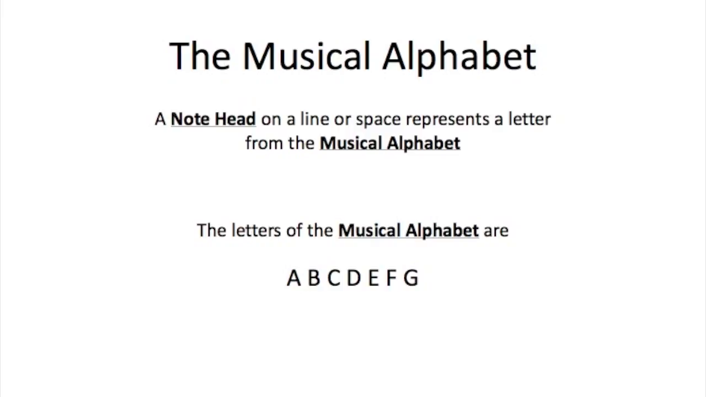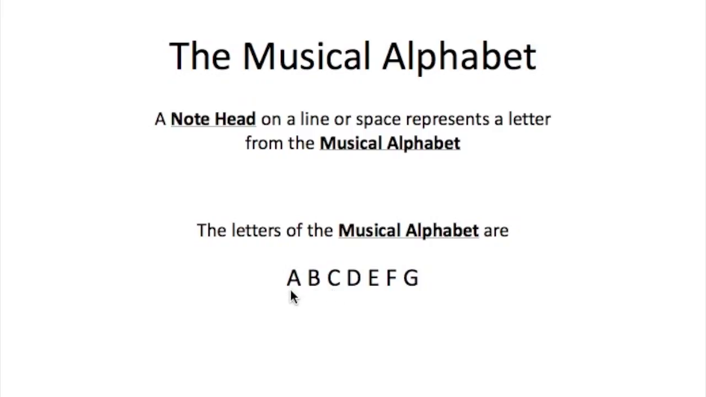The musical alphabet does not use all of the letters of the normal alphabet. The musical alphabet consists of the letters A through G. It's important to become comfortable saying the musical alphabet both forward and backwards. A, B, C, D, E, F, G, G, F, E, D, C, B, A.